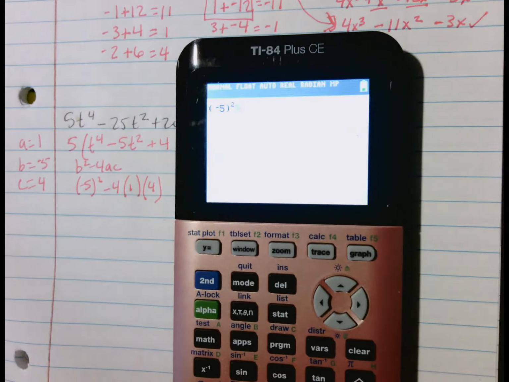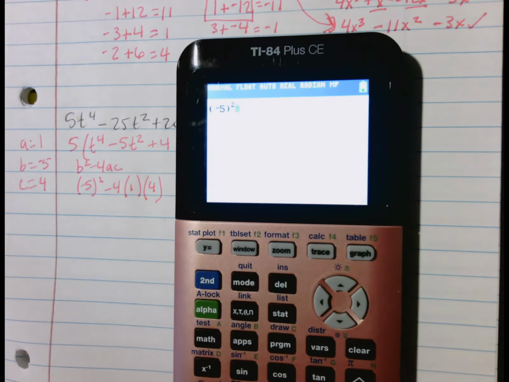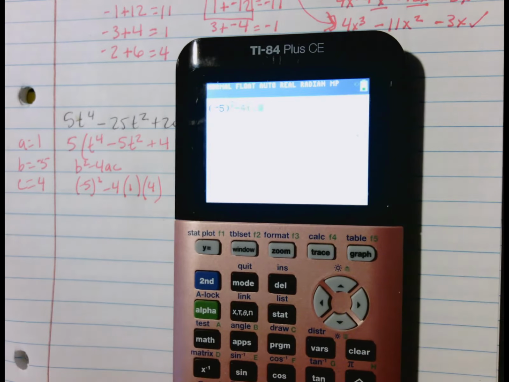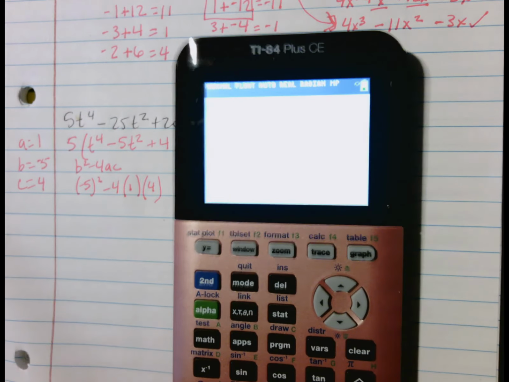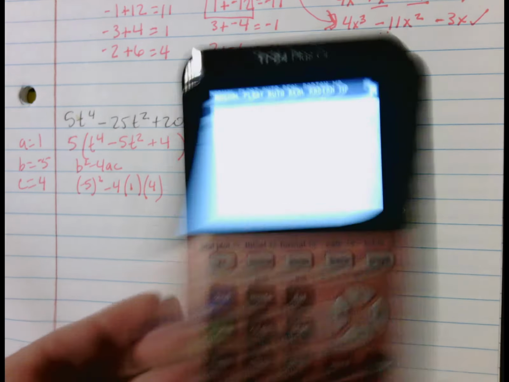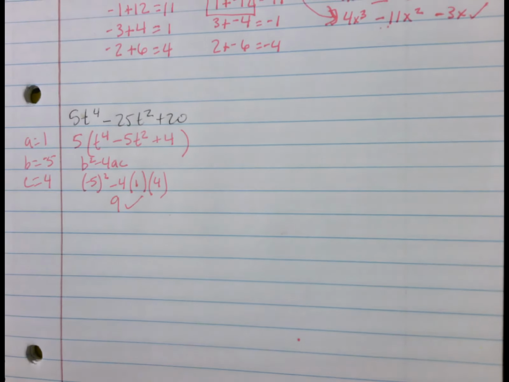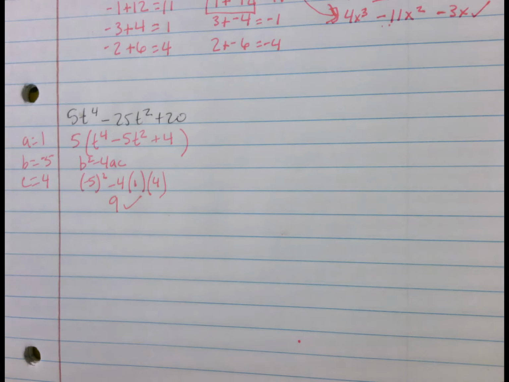There you go. Then we're going to do negative 4 multiplied by 1 multiplied by 4 and press enter, and we get 9. 9 is a square. It's 3 squared. So we can factor this. We're going to go ahead and factor this out with our backwards FOIL method.